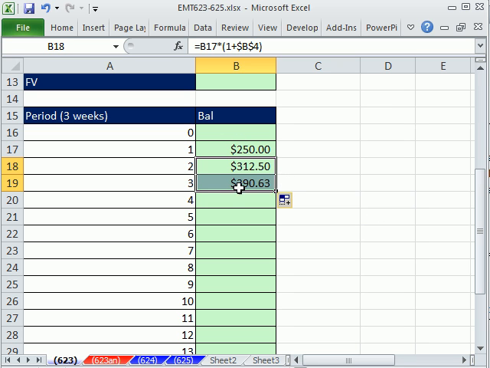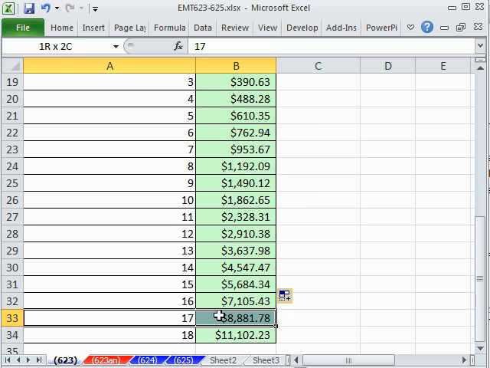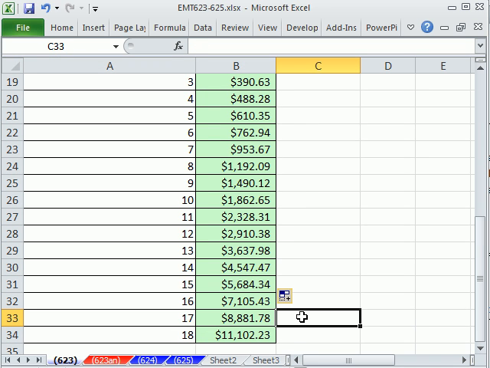But what about the next period? And what about the next period? Notice I'm dragging it down and it's still always looking one cell above. That means the balance from the period before times our one for the principal and that cell for the actual period rate, 488. But now, double click and send this down, and what happens? At the end of 1 year, approximately 17 periods, you have almost $9,000.